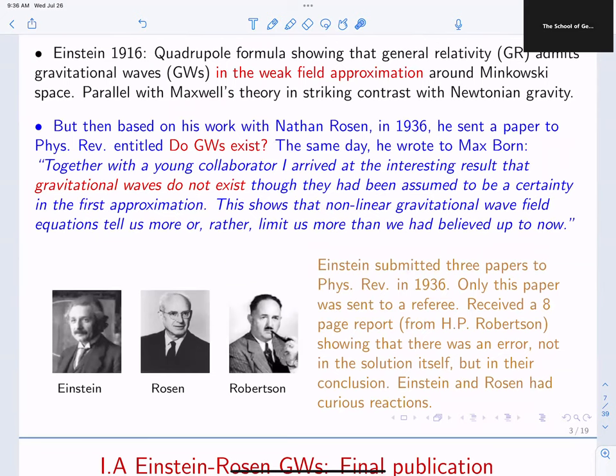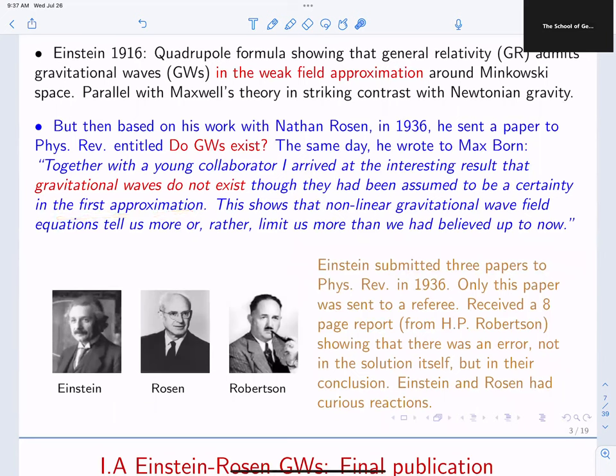But then, some 20 years later, based on his work with his then postdoc, research assistant, Nathan Rosen, Einstein sent a paper to Physical Review entitled, "Do Gravitational Waves Exist?" And on the same day, he wrote to Max Born saying, "Together with a young collaborator, namely Nathan Rosen, I have arrived at the interesting result that gravitational waves do not exist, though they had been assumed to be a certainty in the first approximation.